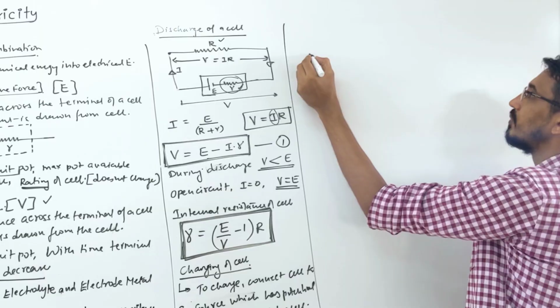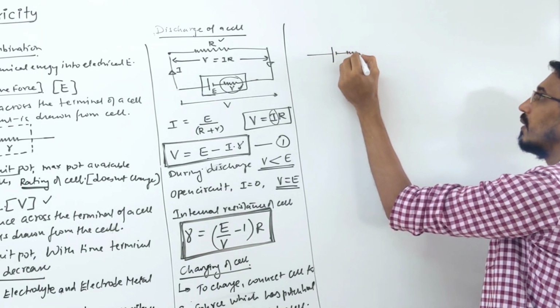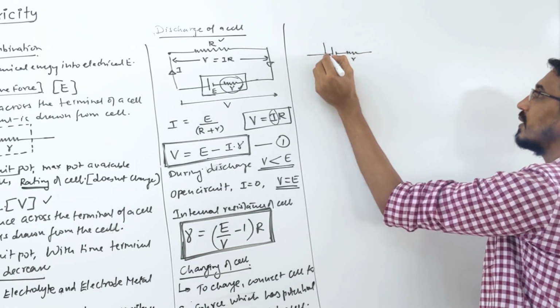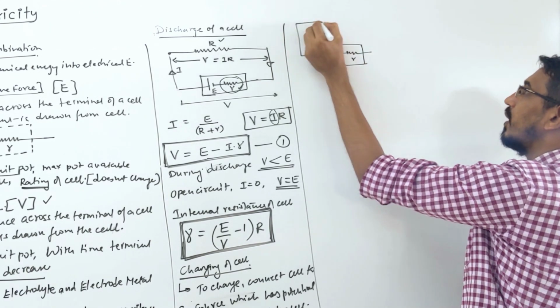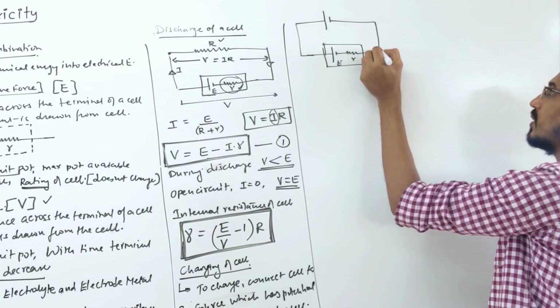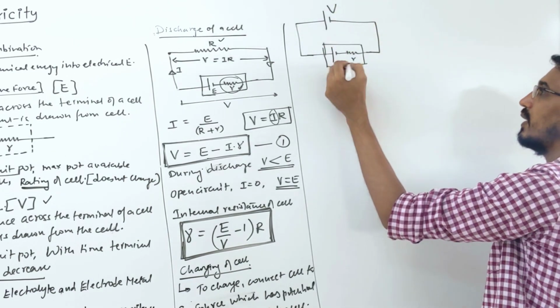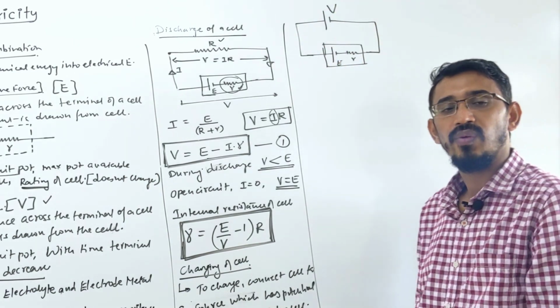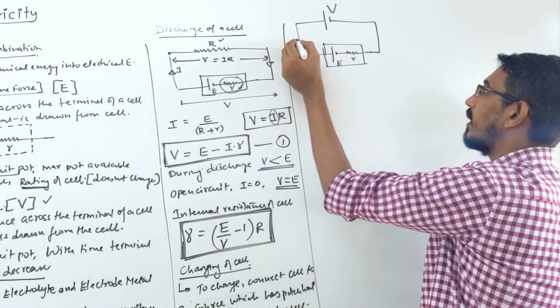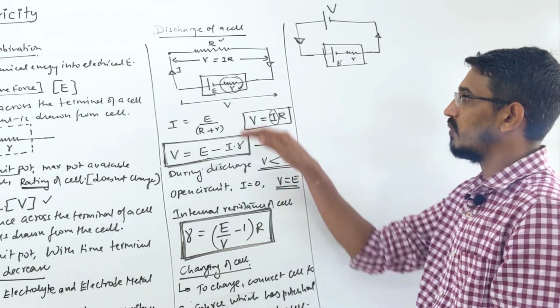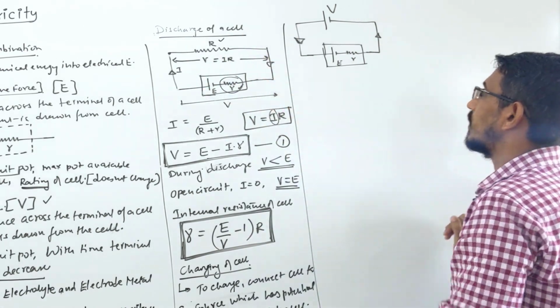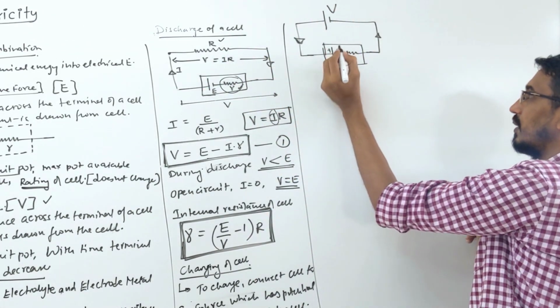Look here. This is your battery, EMF E, internal resistance R. What you did, you connected it to a high potential source. This is a high potential source. It has a voltage V. Now current will flow in the opposite direction, like that way, so it gets charged. Current goes into the positive, then negative.